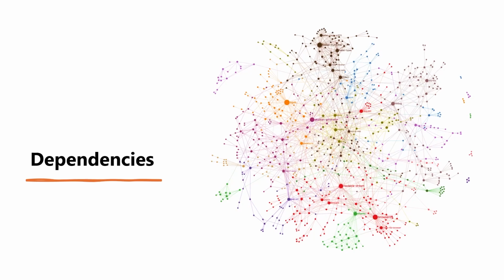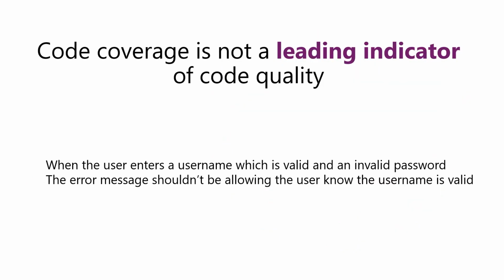Again, I just wanted to reiterate that just because you say, I've got 75% code coverage, it doesn't mean that you're secure. It doesn't even mean that you have a good quality code base, right? There are many, many other aspects when it comes to finding out what a really good quality test looks like. Let's have a look at this example. When the user enters a username which is valid and a password which is invalid, the system should not allow the user to understand whether the user was valid or not.